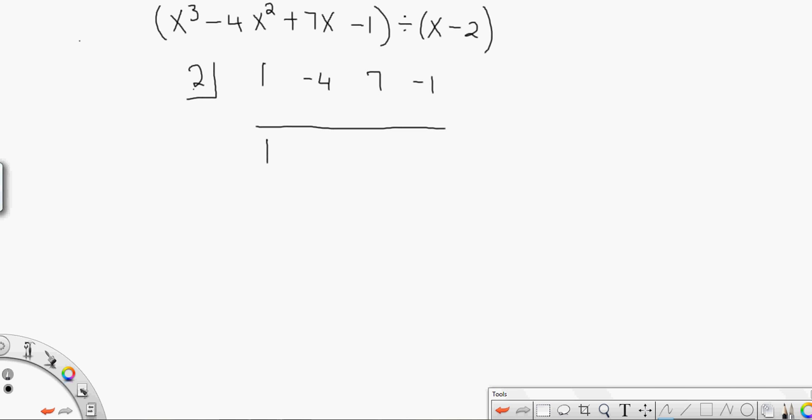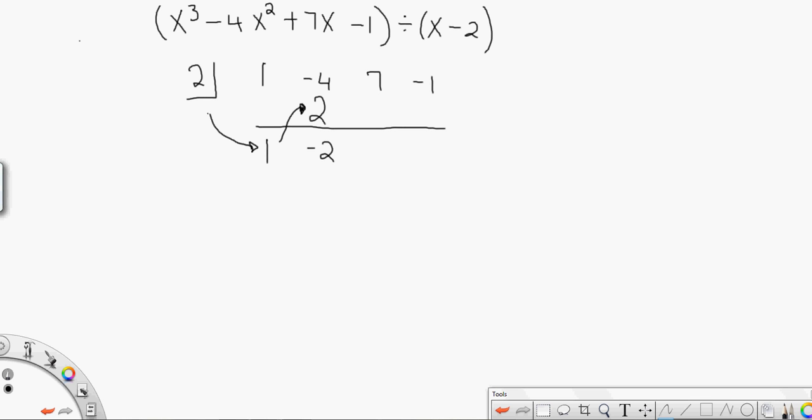So the first step is to multiply the 2 by this number that we wrote underneath the line. So 2 times 1 is 2, and write that value right above the line, below the next coefficient. And then you add these two numbers. Negative 4 plus 2 is negative 2. So this is what we did. We multiplied 2 times 1, and then we brought that product right underneath the second coefficient of the dividend.